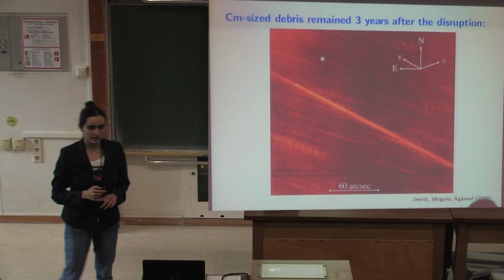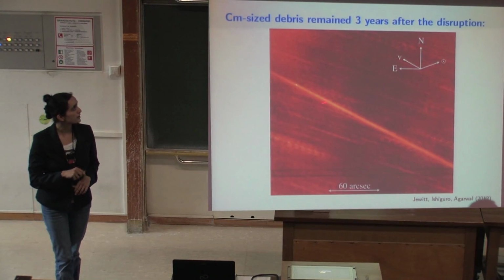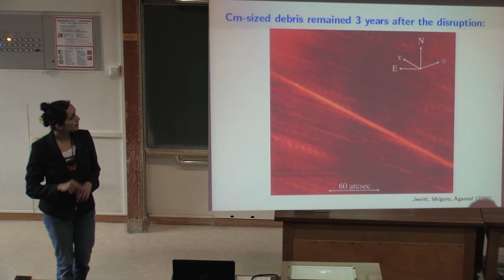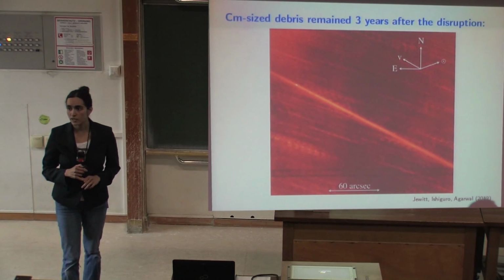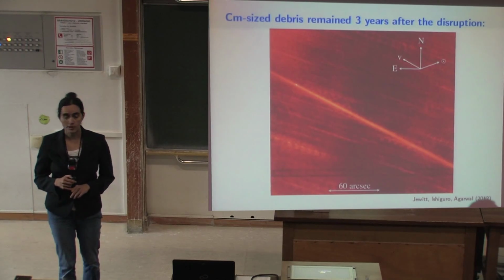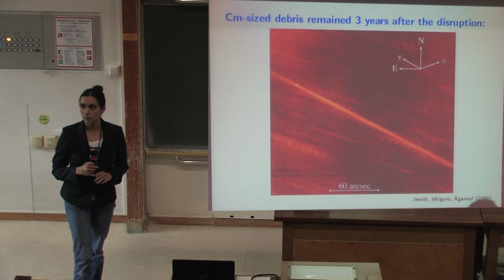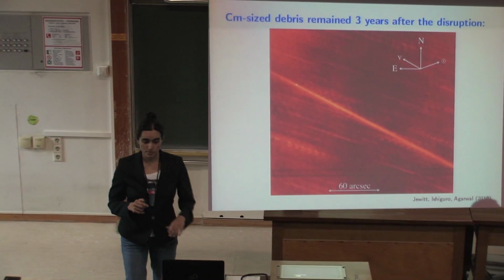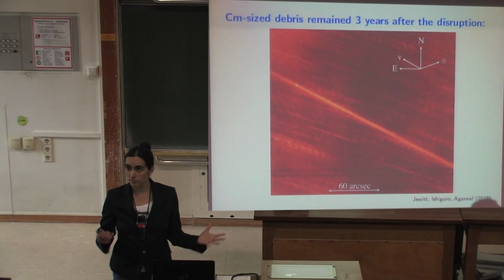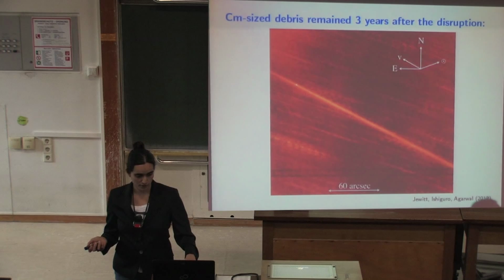The third finding is that there definitely was centimeter-sized debris involved, because 3 years later, we still could find this really bright trail of very large particles on the orbit of the asteroid. It was not active at this time, there was no trace of a coma, it was a point source, but the debris remained. And it must have been large, because otherwise radiation pressure would have blown it away.